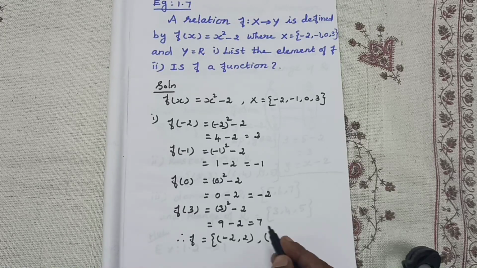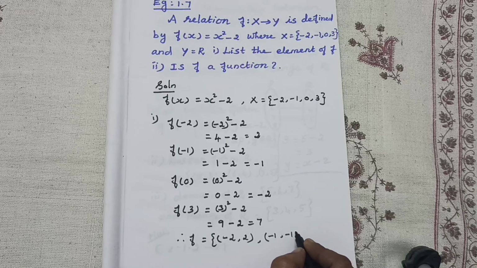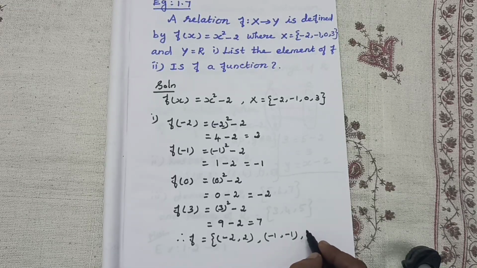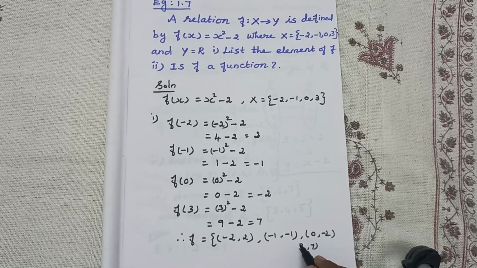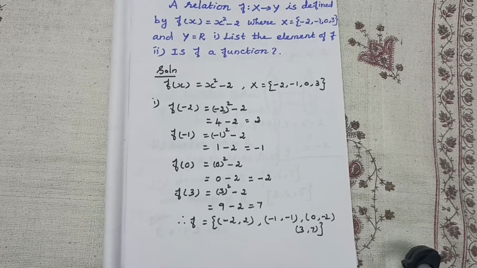Then the second one, minus 1, comma, minus 1. Third one, 0, comma, minus 2. Next one, 3, comma, 7. Then close the bracket. Have you understood? Then one more question is also there, isn't it?